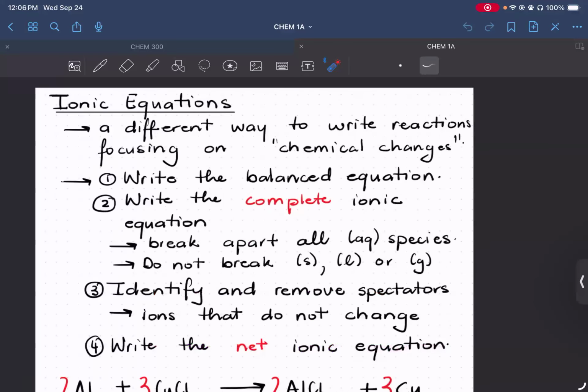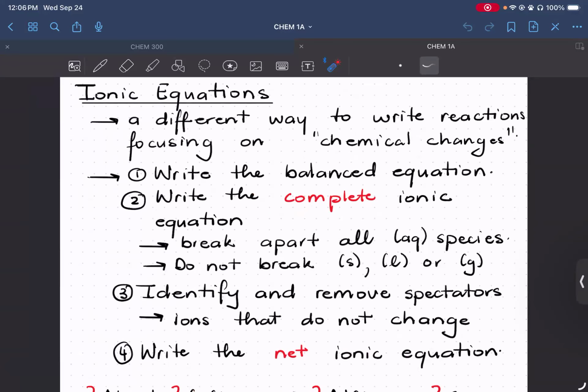But most recently, in Monday's class, we covered the concept of an ionic equation. An ionic equation is not a new reaction, nor is it a new reaction archetype. It is simply a different way to write reactions focused on chemical changes.